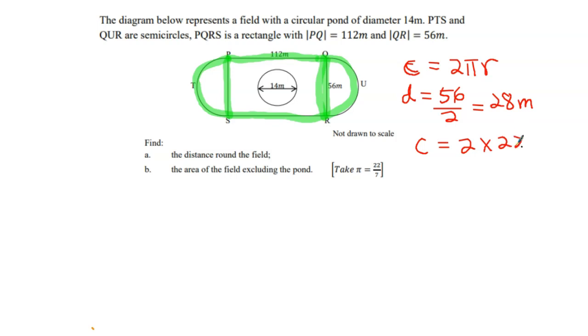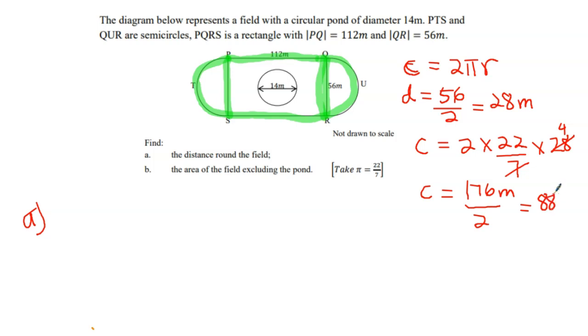Pi has been given. They will always give it to you. 22 over 7, times 2, times 28. The 7 goes into 28 four times. Then you multiply 2 times 22, which is 44. 44 times 4 will give you 176 meters. So when it comes to A, the distance around, if you want, let's divide this by 2, and then we get 88 meters.